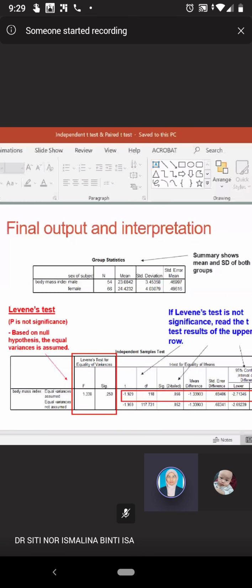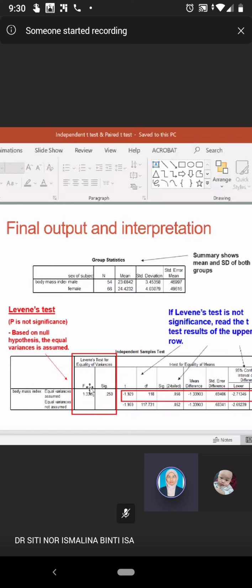Repeat ya. Okay. First kita nak check homogeneity of variance assumption. Untuk check homogeneity of variance, we need to look at the Levene's test. So if the p-value of Levene's test is not significant, maksudnya assumption tu met lah, assumption of number 4 met. So the variances are equal. Bila variance are equal ataupun assumption tu met, kita kena baca result t-test in this upper row.